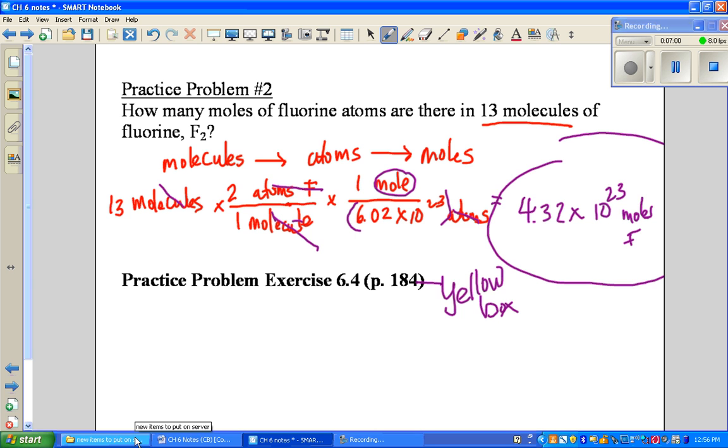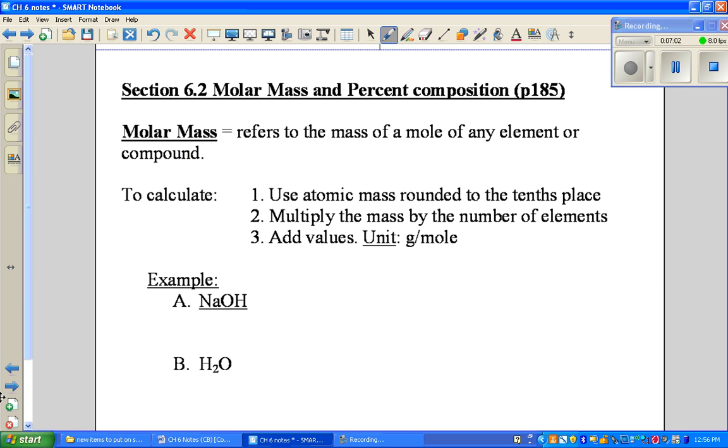Okay, we're going to touch on one more little topic here, and the next one is molar mass. We're going to do a ton of molar mass. It's going to be second nature to you, and I think you'll find that it's pretty easy. Molar mass refers to the mass of a mole of any element or compound. So we're going to use the atomic mass rounded to the 10th place. Sorry, I'm running out of my bamboo here. Then we're going to multiply the mass by the number of each element and add the values.